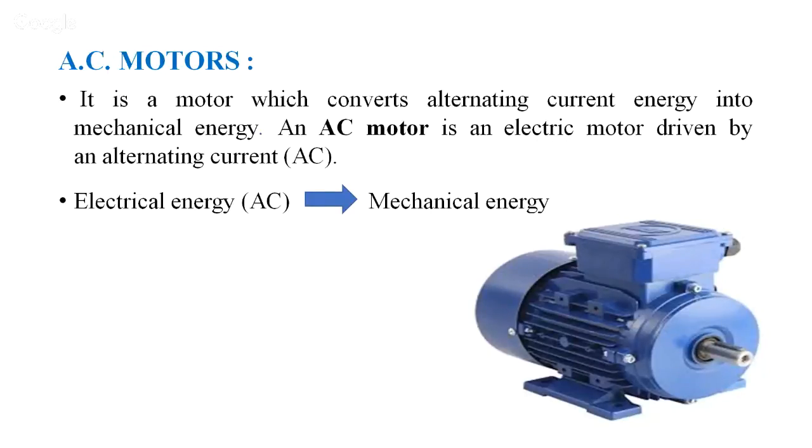AC motor. Let us define what is an AC motor. It is a motor which converts alternating current energy into mechanical energy. An AC motor is an electric motor driven by an alternating current. So electrical energy in the form of AC is converted into mechanical energy.